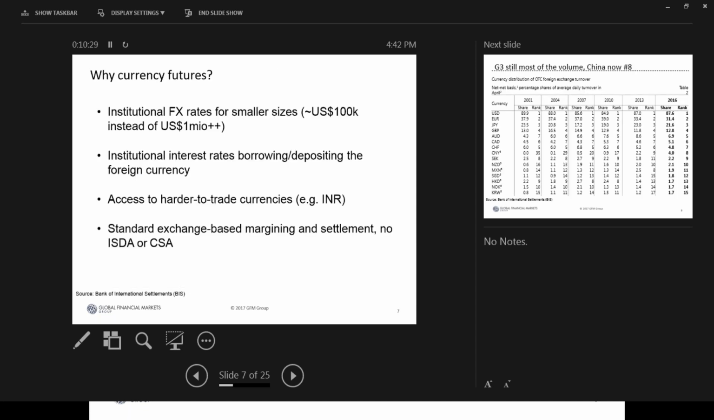Now, why would we want to consider currency futures? Most of the volume in the currency markets, as we're going to look at later, is actually in spot and forwards. It's not in futures. But let's say, for example, you're a smaller investor, you have a smaller account. You're not a large bank, you're not a large multinational corporation with an ISDA agreement with a bank, but you want to trade, let's say, 100,000 US dollars, and you want to convert it into yen.